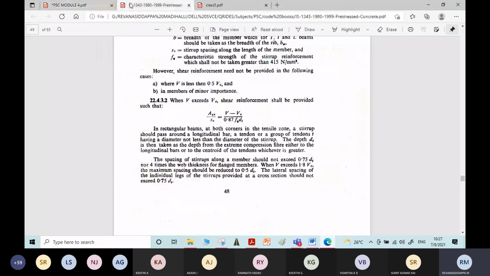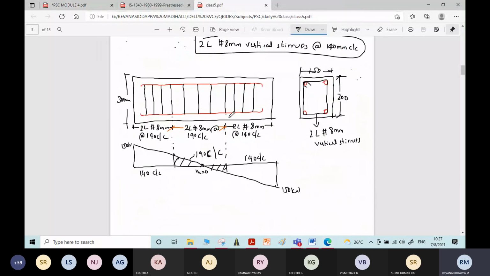Shall we move on to the next problem then? Okay. Repeat once. Yes, yes. Still writing the detailing. Yes, sir.